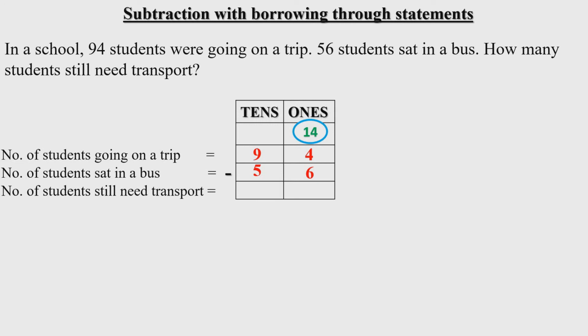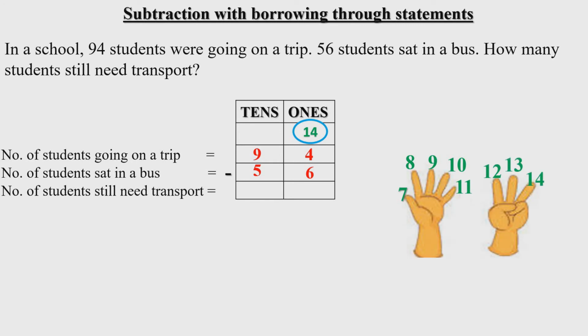Count forward counting from 6 to 14 on your fingers. Let's start counting. 7, 8, 9, 10, 11, 12, 13, 14. You will find your 8 fingers are opened. So write down 8 in ones column.